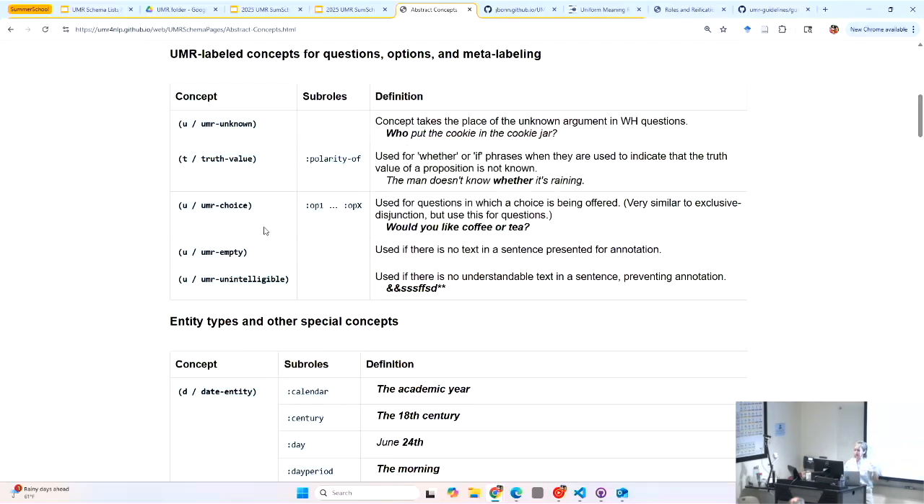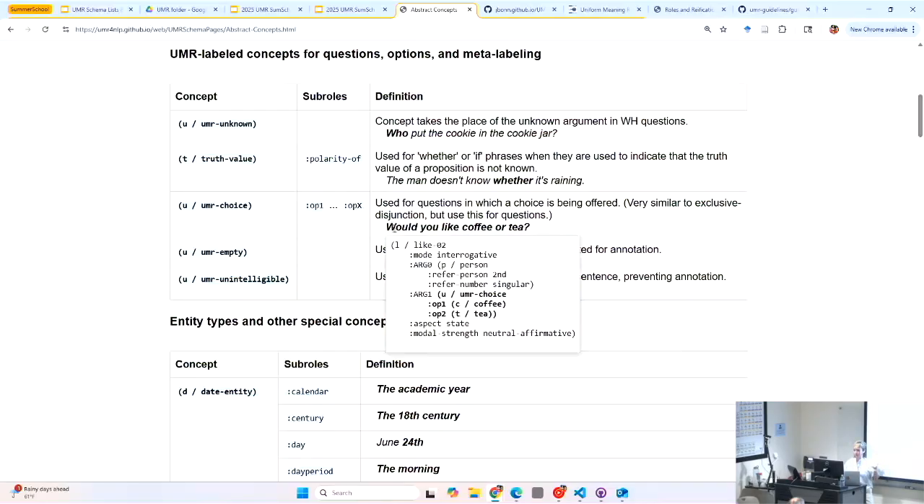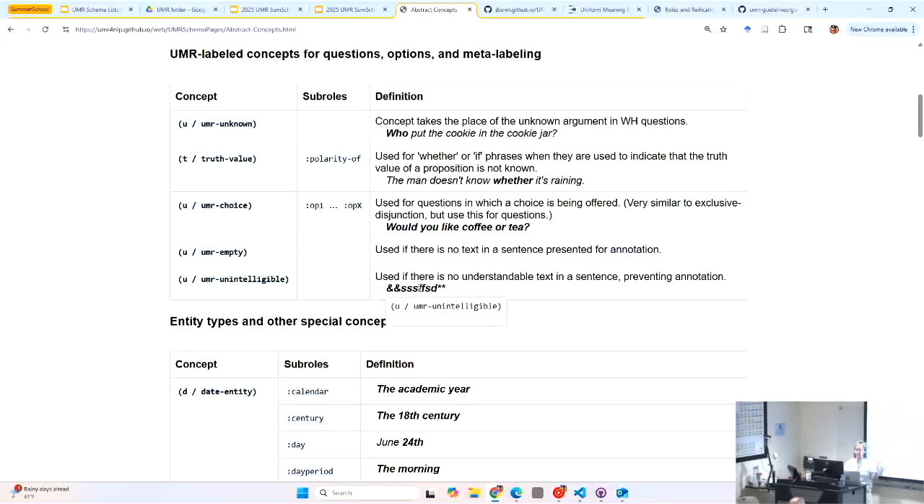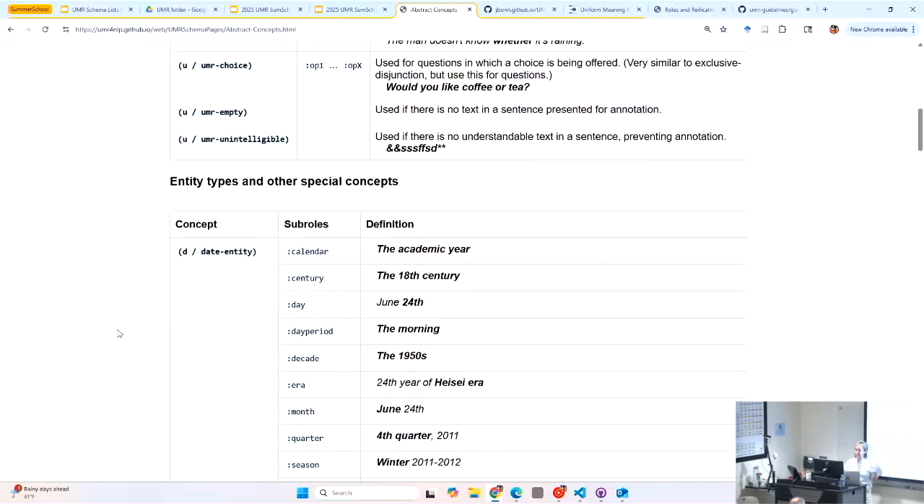Truth value, we already talked about. UMR choice, this is like options. Would you like coffee or tea? So it takes two little op arguments, or more if you have multiple options. UMR empty, if there's no text in your sentence and you have to put something in so that your parser doesn't break, put UMR empty. UMR unintelligible, if it's just gibberish, that's what you put.